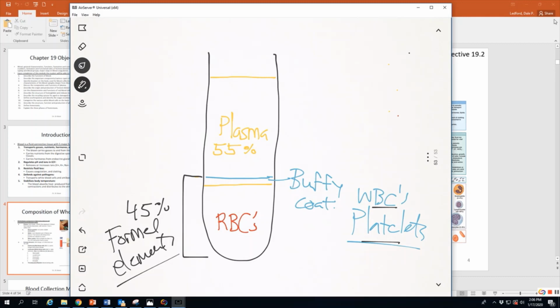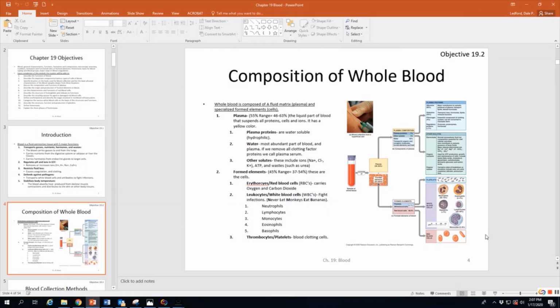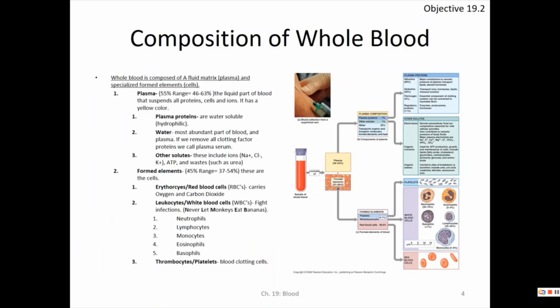Now, it can be a little higher or a little lower. It can be about 37% to 54%, depending on how hydrated you are. The more hydrated, the lower the formed element percentage. The more dehydrated, the higher the formed element percentage. Okay?